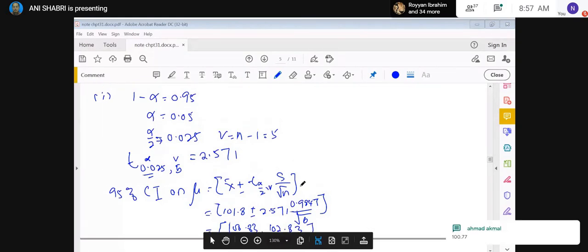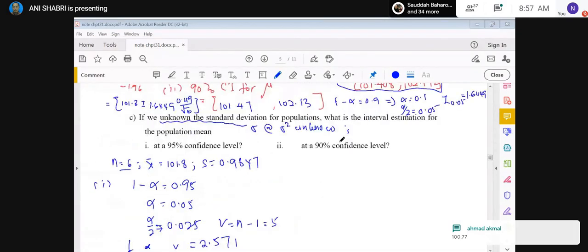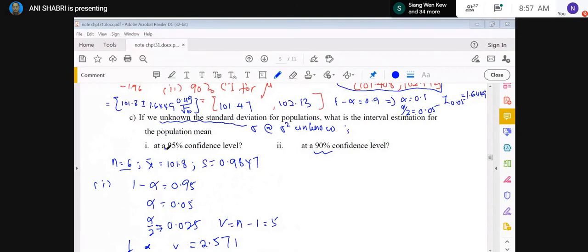Okay, try number 2. This one. What is the value? Number 2 is for 90%. This one is 95, this one is 90.